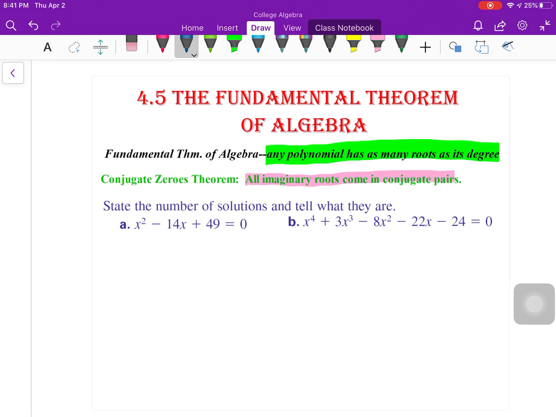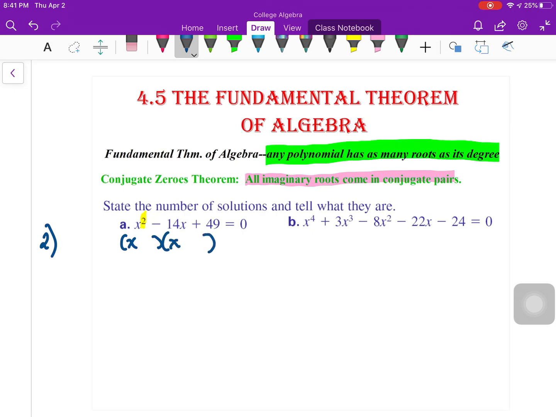All right, so let's try this first polynomial. It is x squared minus 14x plus 49 equals 0. It says state the number of solutions. Well, since the degree is 2, that means there will be 2 solutions. And it says, what are they?